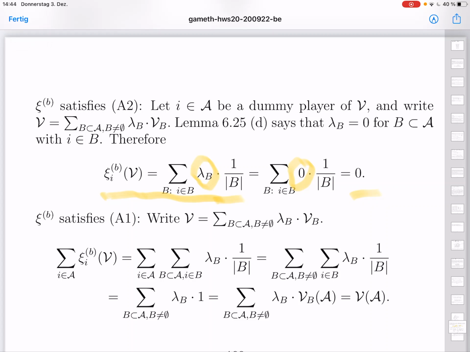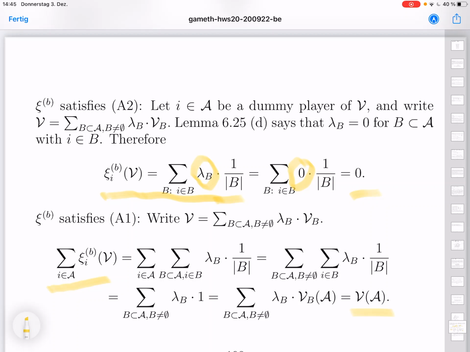So the last axiom is the additivity. No, the last axiom is the first axiom, A1 is missing. It's the axiom of effectivity, collective rationality, and the axiom of effectivity. So we want to show that the sum of all the entries of such a Shapley value at the collision valuation is equal to the collision value of the total collision.